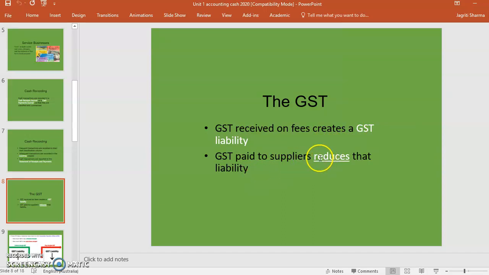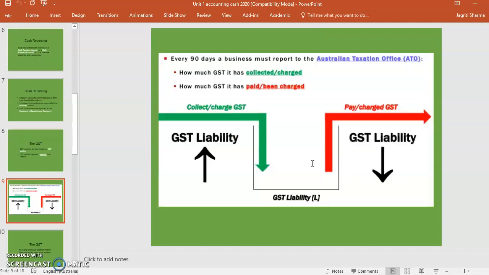Now, when we have to pay the GST to the government, the amount of GST that we have collected, we need to minus the amount that we have already paid to our suppliers. So that is going to be a GST liability. This one makes it more clear.